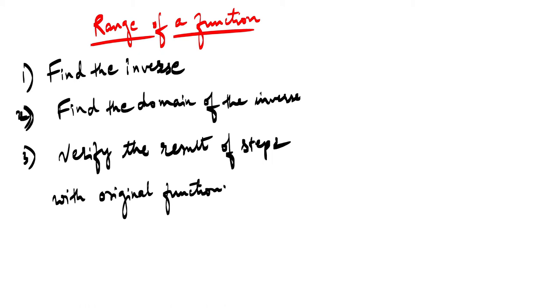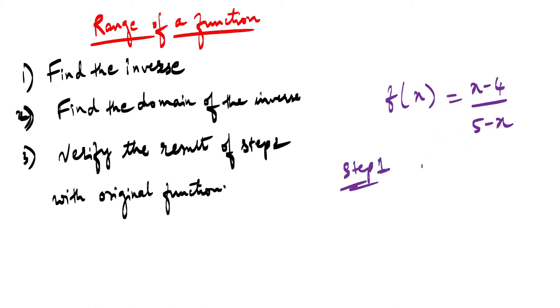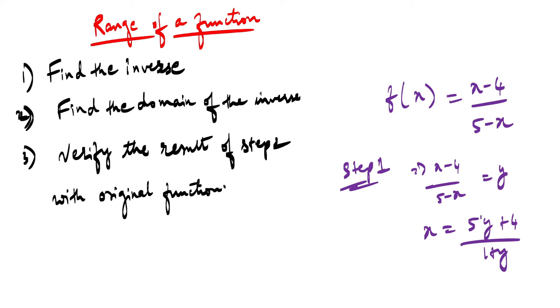Let me take an example here. Calculate the range for f of x equal to (x minus 4) by (5 minus x). Let us calculate the range of this. So apply the first step, find the inverse. How can we find the inverse? Just equate this to y. So (x minus 4) by (5 minus x) is equal to y. So what is x? x will be equal to (5y plus 4) by (1 plus y). Just calculate, you'll be able to get this.